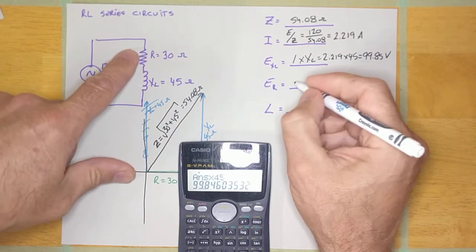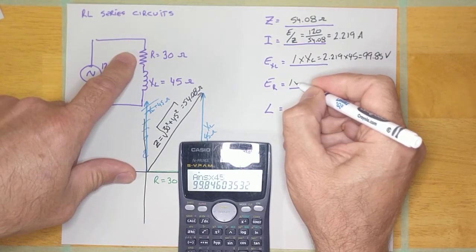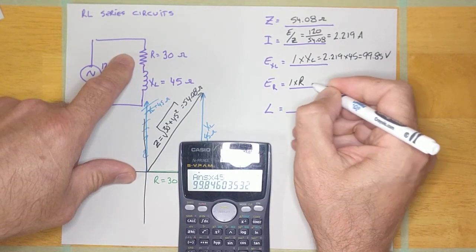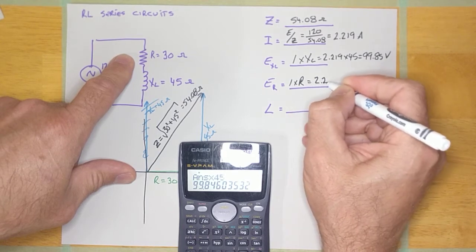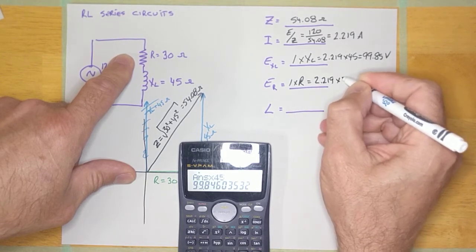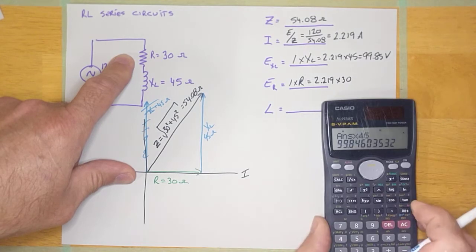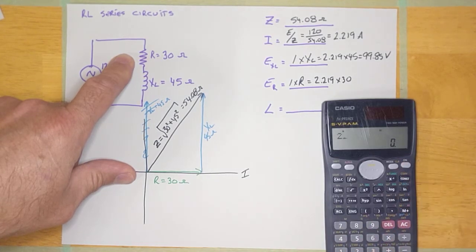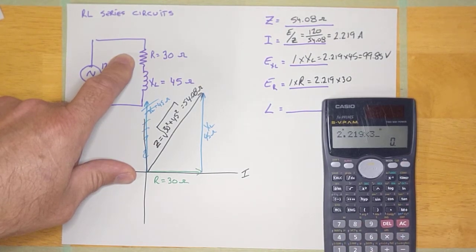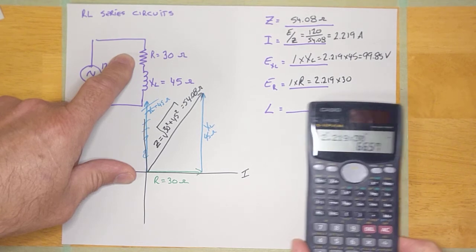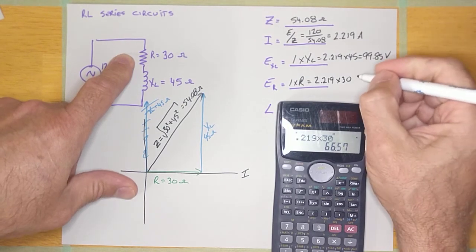And same thing with ER. It is going to be the current through that. So it's I times R. Okay, guys, so it's going to be 2.219 times 30, and we'll try that over here. 2.219 times 30 equals 66.57.